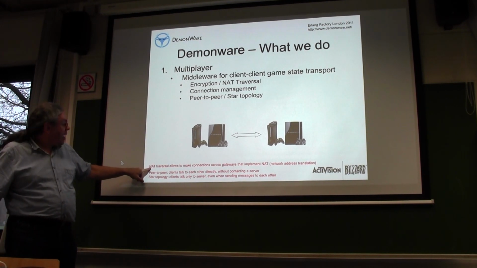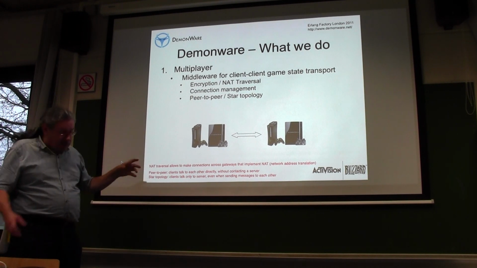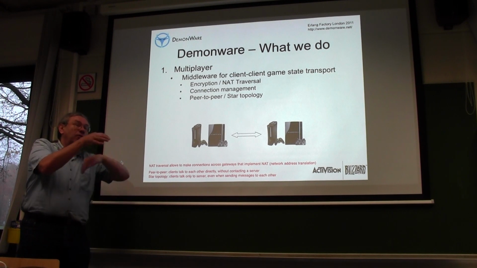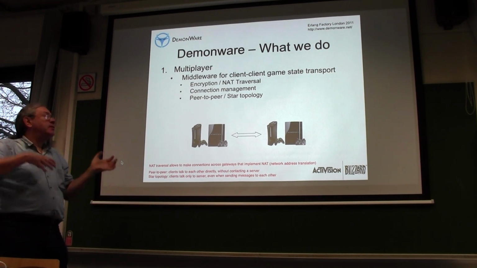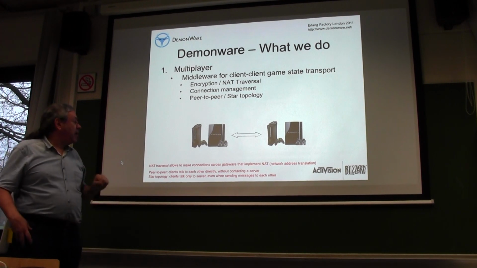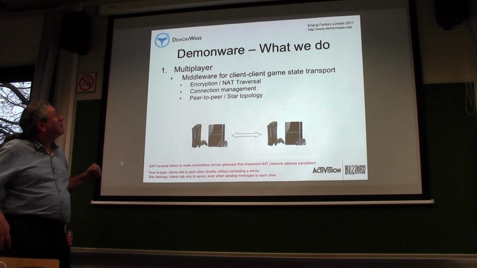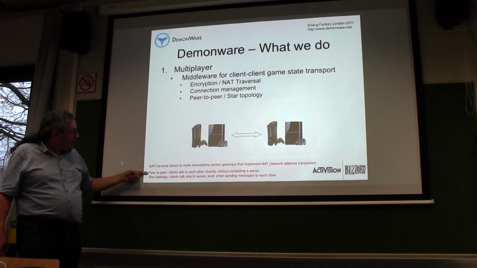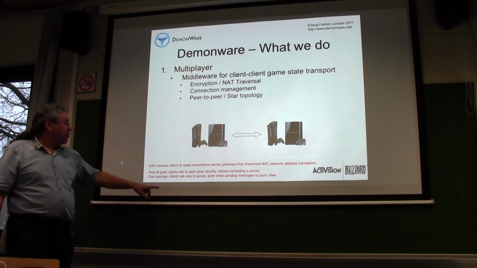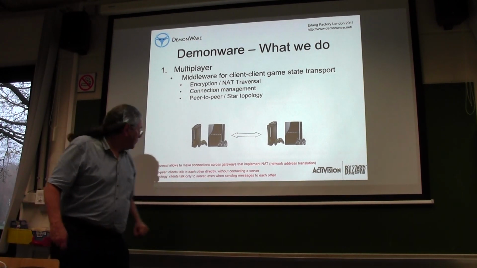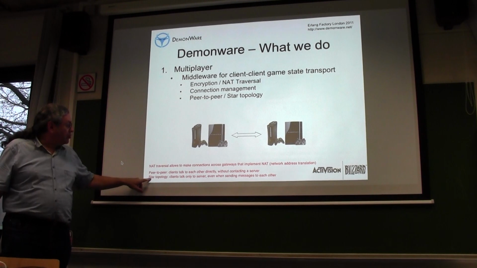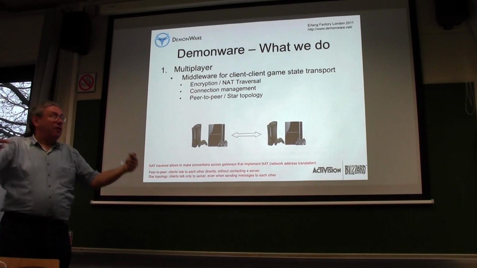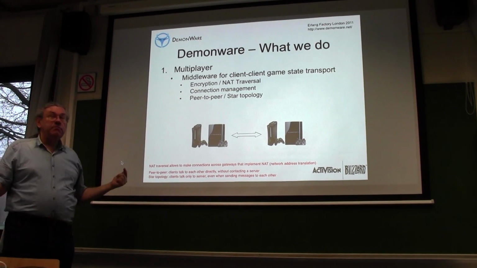A NAT is a network address translator, which basically changes the IP address from inside the company or the house to outside, because they may not use the same IP space, and so you have to manage that. Also, connection management, peer-to-peer. Peer-to-peer means the clients are talking directly without contacting a server. But you also have the star topology, where you have one server in the middle and all the clients talk to the server, even when they send messages to each other.